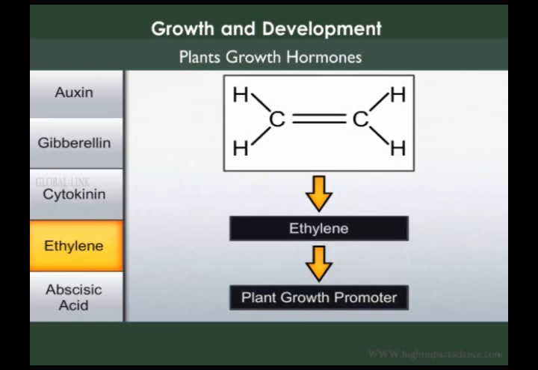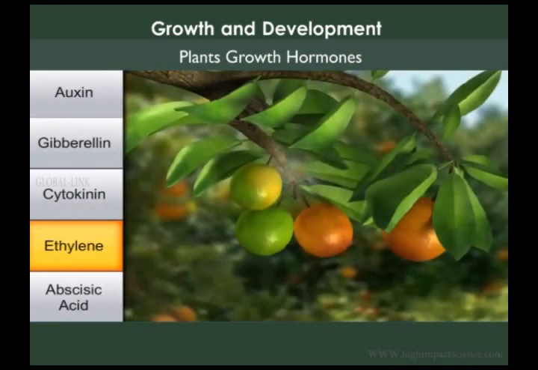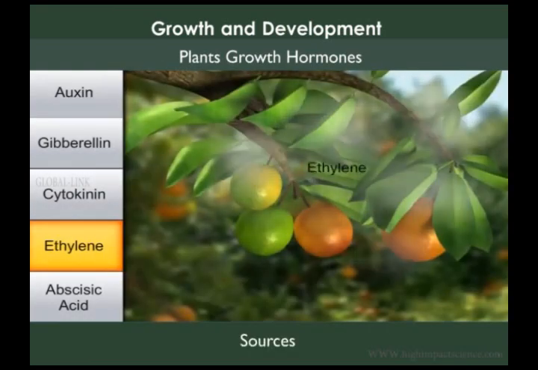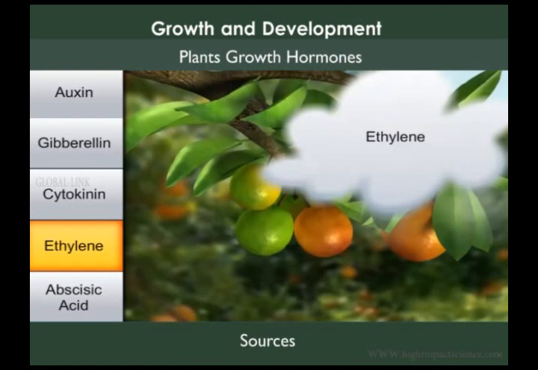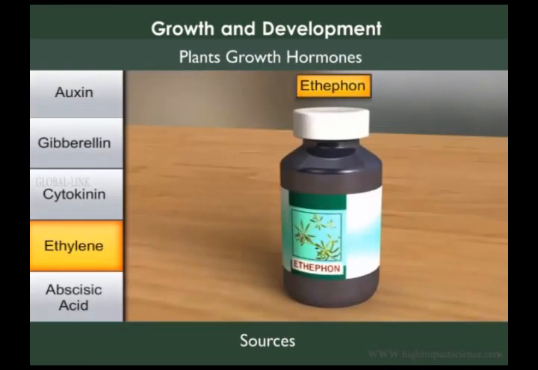Ethylene is present in plants in gaseous form. It is synthesized in the plant organs that undergo senescence, such as ripened fruits. Commercially, it is available in aqueous form, ethephon, which can easily be absorbed by plants.